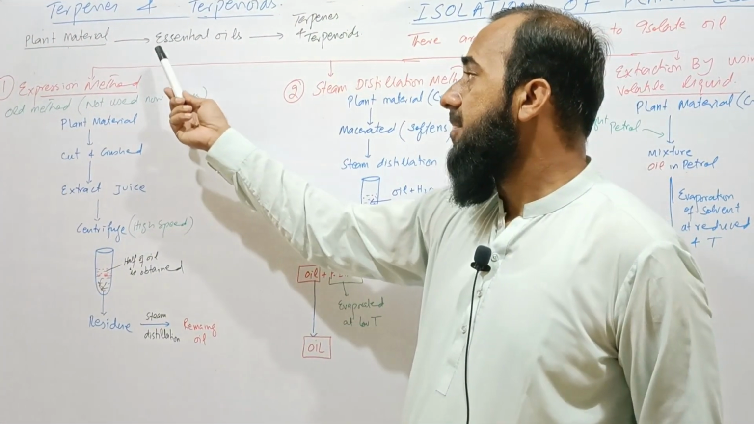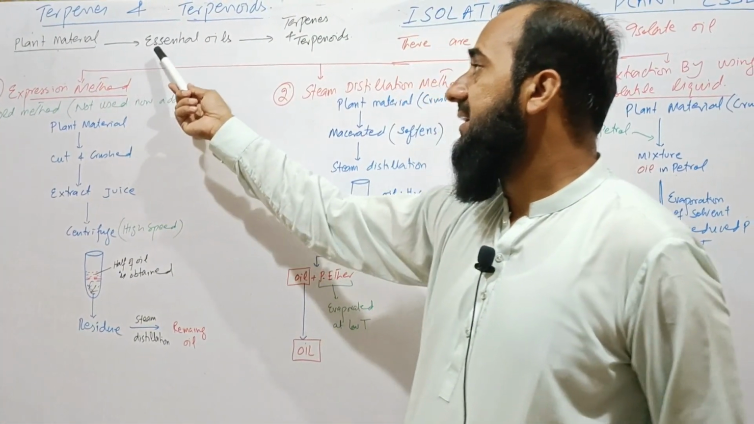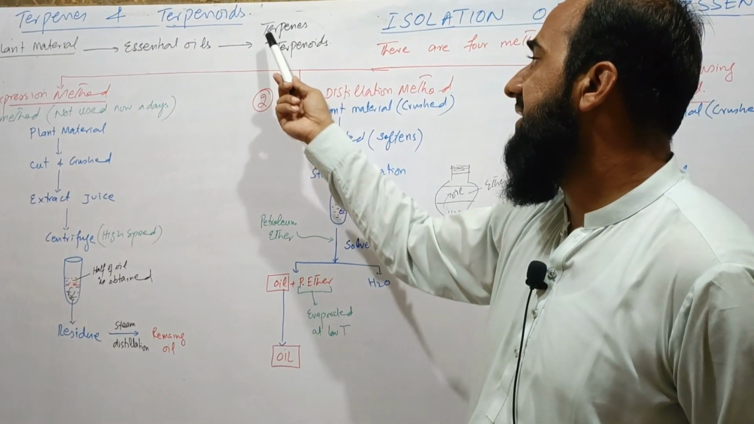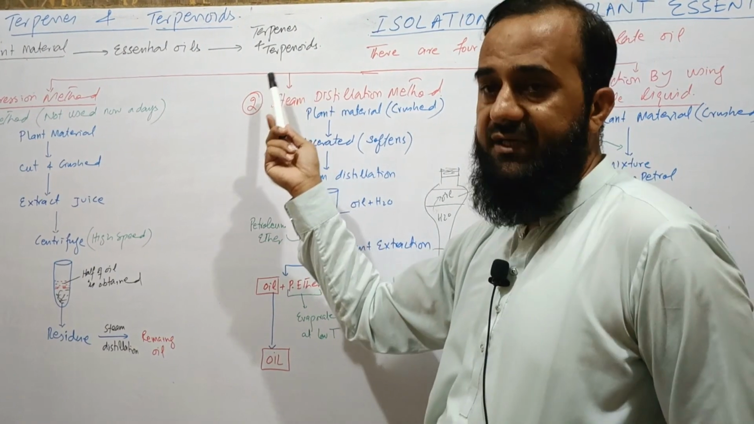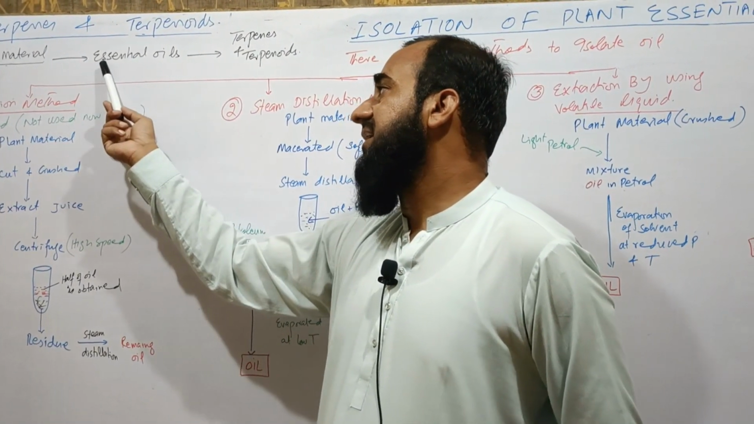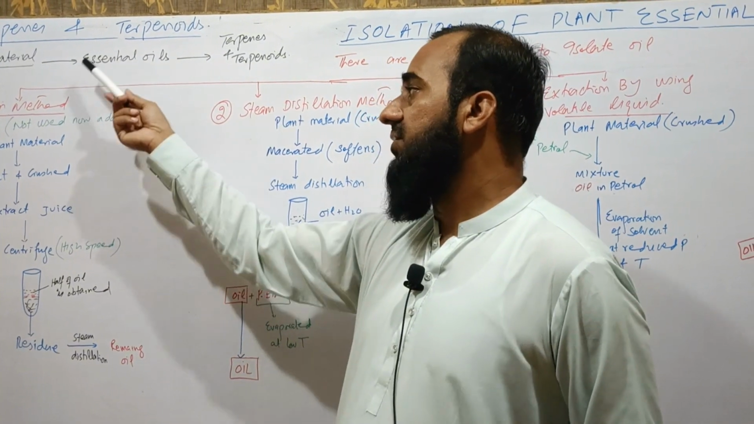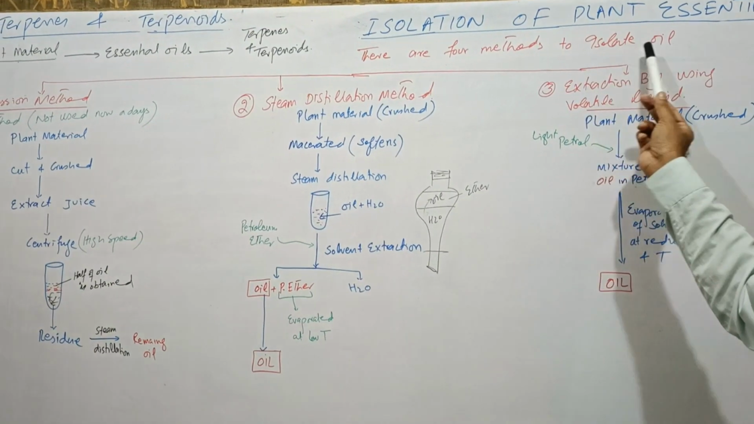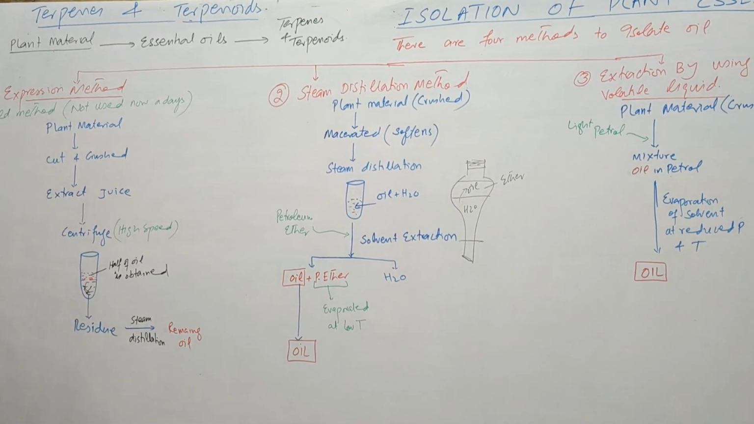First of all, from plant material, essential oils are separated, and from essential oil, terpenes and terpenoids are isolated. So first, I will discuss extraction or isolation of essential oil from plant material. There are four methods to isolate essential oil from plant material.